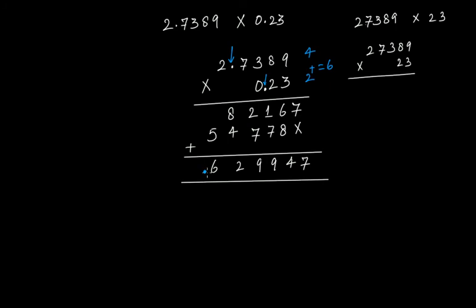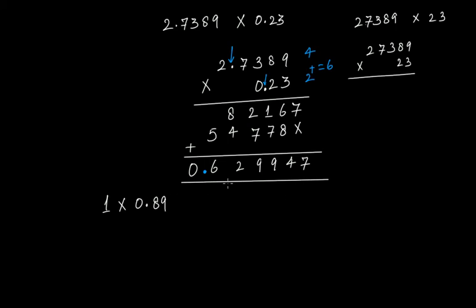Now since you are placing the decimal point here, you can put a 0 here. So 0.629947 will be the answer. So this is a way to multiply. What if it was 1 times 0.89? No issues. You can proceed on.